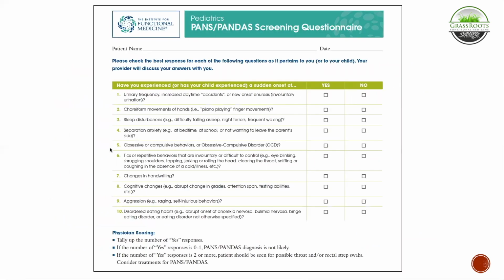So when we're looking at screening for PANS and PANDAS, this is the form from the Institute of Functional Medicine that I have my parents fill out. And a lot of times you just know by listening to a story and listening to the symptoms that these are things that are going on. But it's good to have this on paper just so everybody's on the same page. You can see the correlation here. So we talked about a lot of these things already when we're looking at diagnostic criteria, but this is just a good resource to help you understand whether or not this is something you need to look into further.